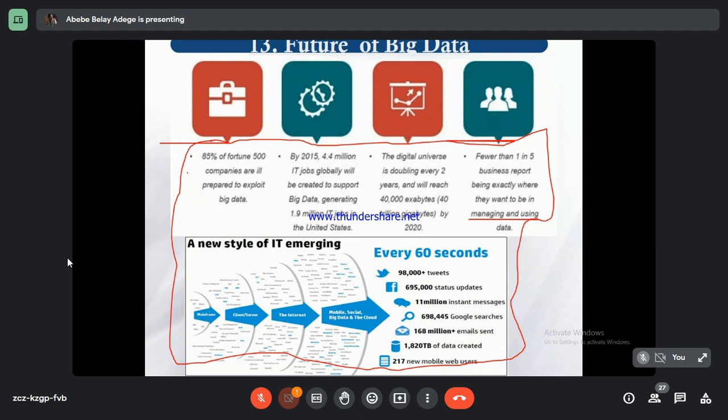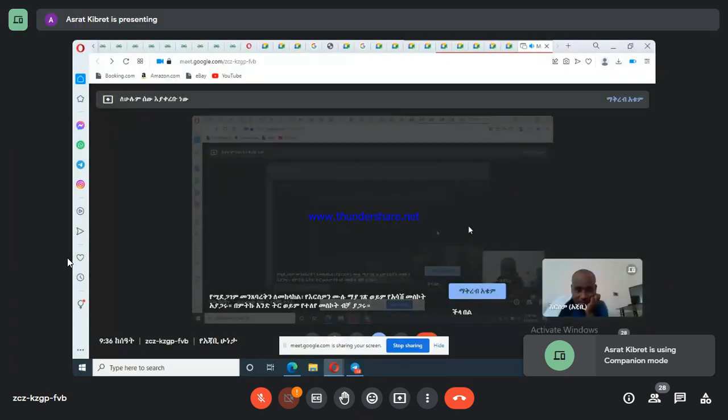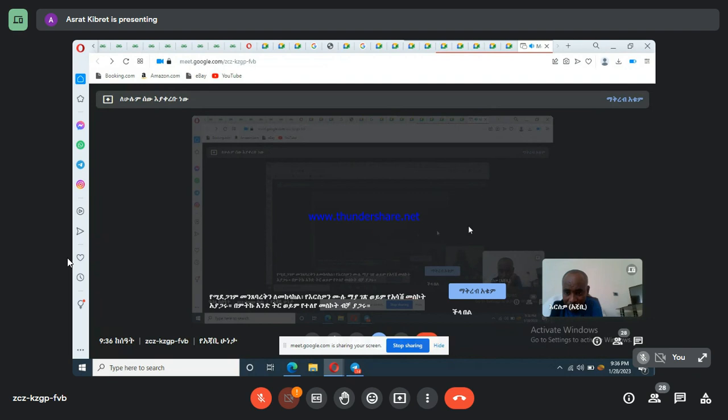In the future, 85% of Fortune 500 companies are ill-prepared to exploit big data. You see, 85% of the Fortune 500 companies are ill-prepared, and that is just a sample. It is very difficult, so big data scientists are needed very badly. By 2015, for example, 4.4 million IT jobs globally will be created.